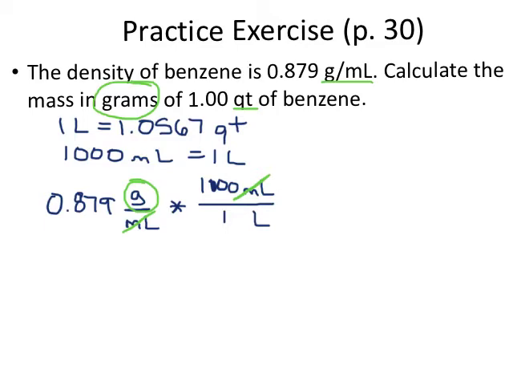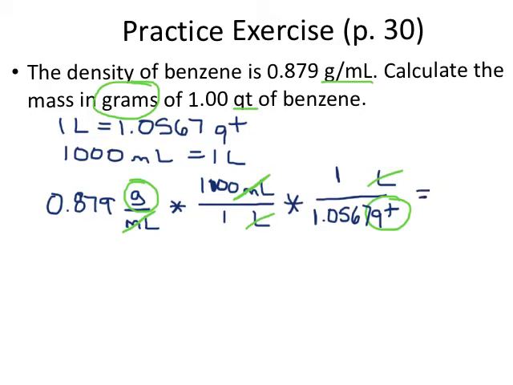But we don't ultimately want units of liters. We want units of quarts, which means the next conversion factor is going to cancel out units of liters and leave us with units of quarts. So we can see the units of liters canceling, and we can go in and fill in the numbers. We know that 1 liter is equal to 1.0567 quarts. Again, go ahead and do the math. So start with 0.879, multiply by 1,000, then divide by 1.0567.